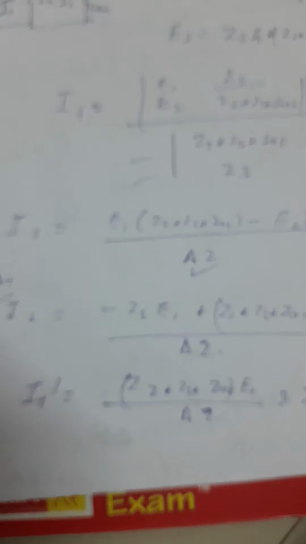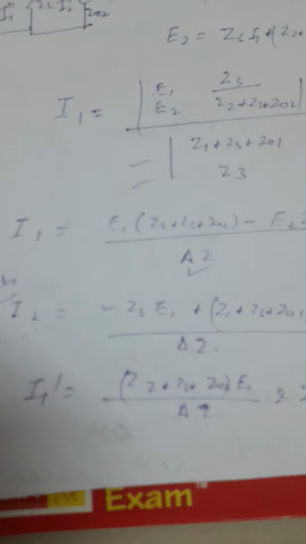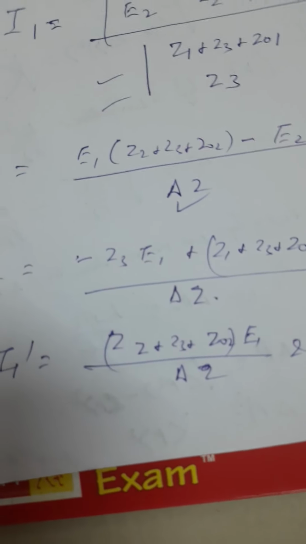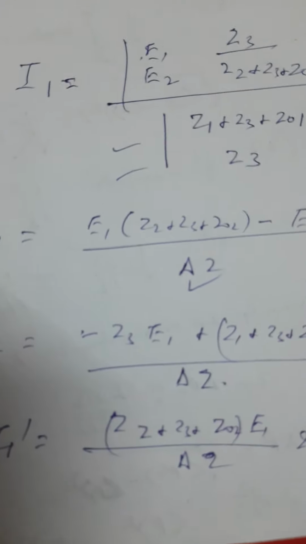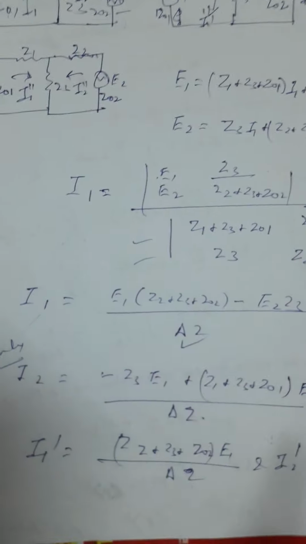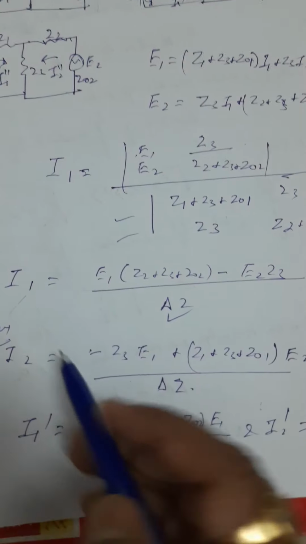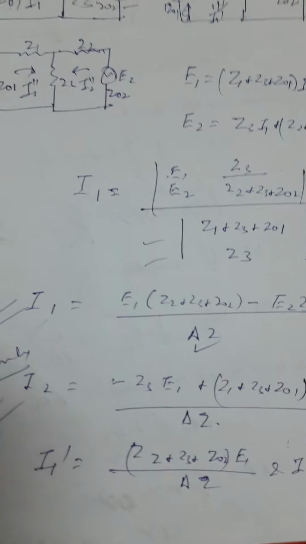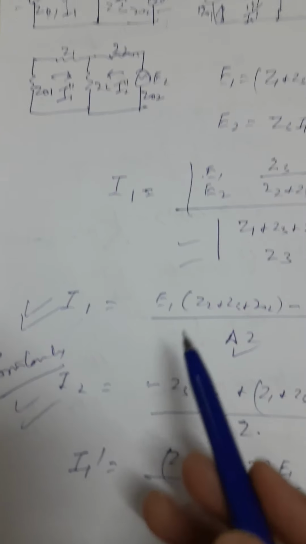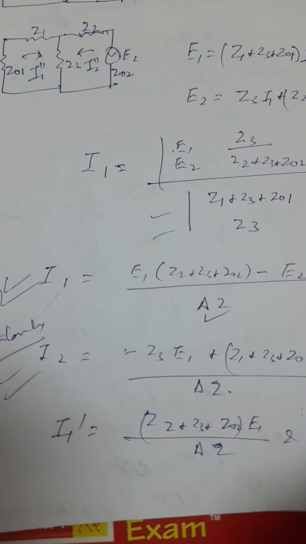So this is what we have for I1 prime. To find this I1 prime, we have assumed E2 to be 0 in this particular case. So you substitute E2 as 0 in the equations, and ultimately you get this particular relation. In these two equations, you substitute E2 as 0 and you get I1 prime and I2 prime.